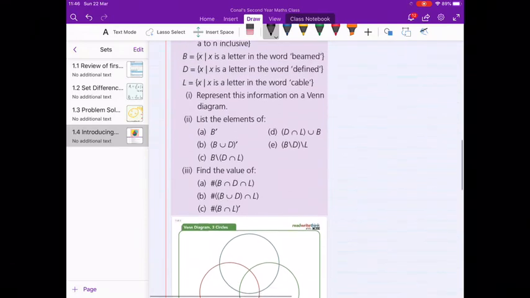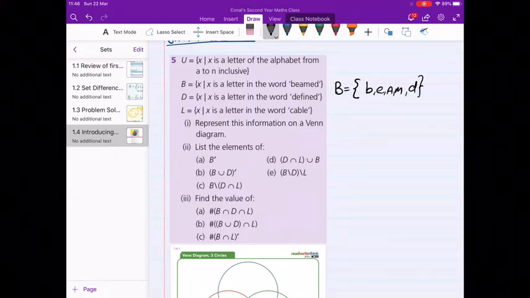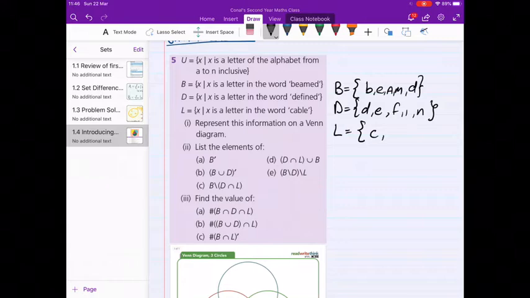So first things first, I want to list out all these elements. So B will be equal to B, E, A, M, D, because we don't include E twice. Then the set D is equal to D, E, F, I, N. E and D are already done, so we won't include them again. And L is equal to C, A, B, L, and E.